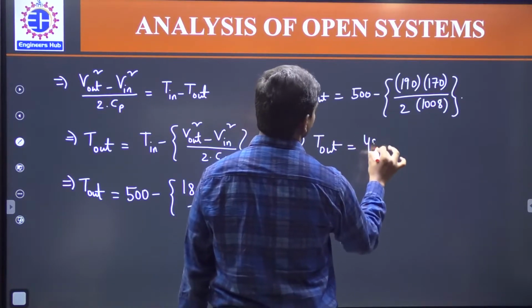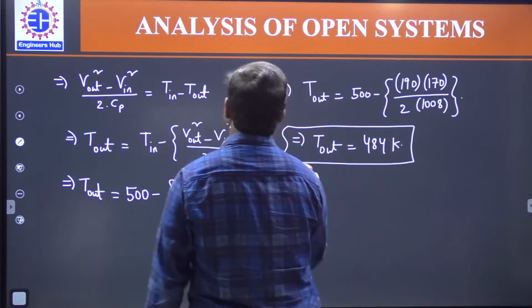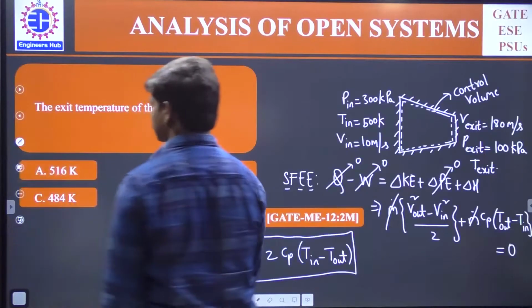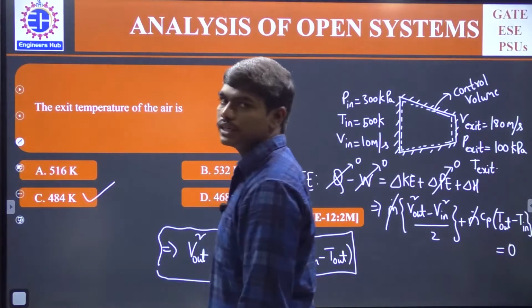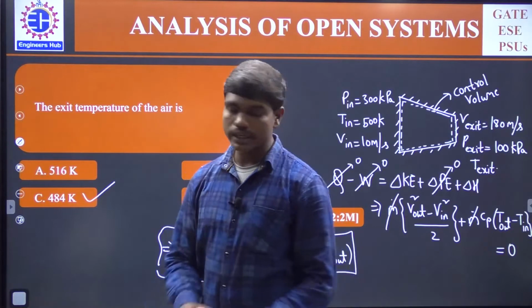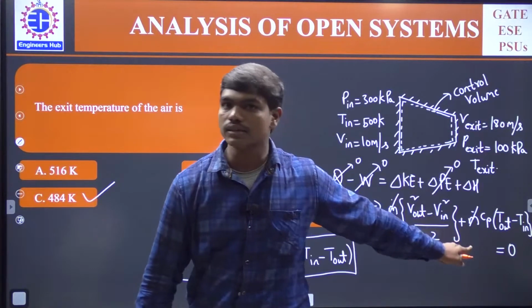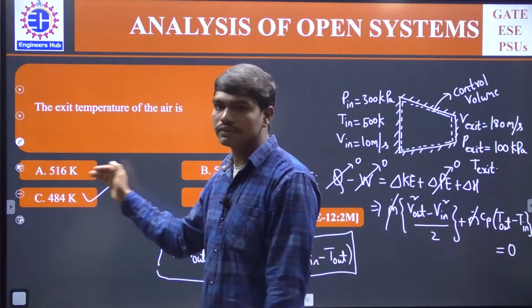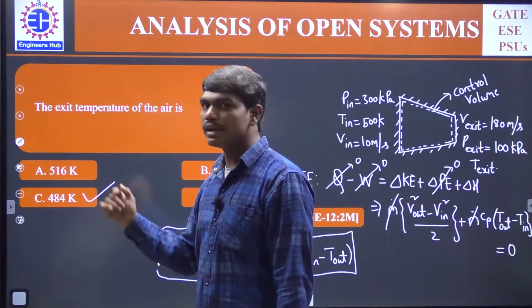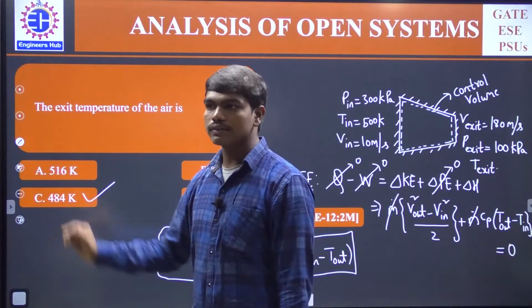484. Okay, now I hope you got the things. 484 is the answer. So if you see, this option is C, correct? So 484 Kelvin. Some of you might perform this calculation in a wrong way by forgetting this minus sign here. If you forget this minus sign, this 16 which is to be subtracted from 500 will be added to the 500 and you'll get 516, which you got now. And that's why it's given as the first option.